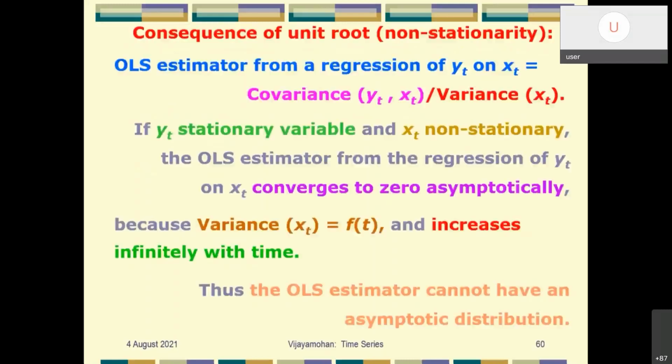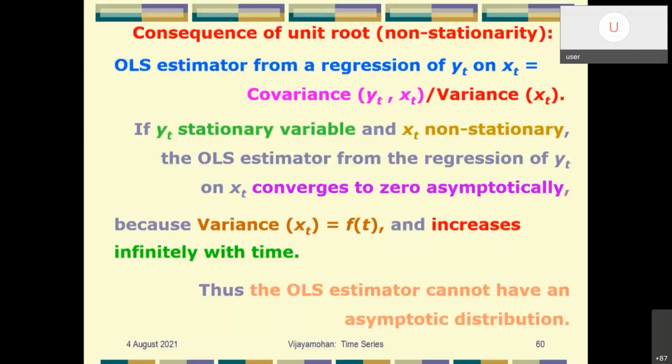Now we know that the OLS estimator from a regression of YT on XT can be estimated using the ratio of the covariance of YT and XT divided by the variance of XT. That is the formula: covariance divided by variance of XT. Now, suppose YT is a stationary variable and XT is a non-stationary variable.